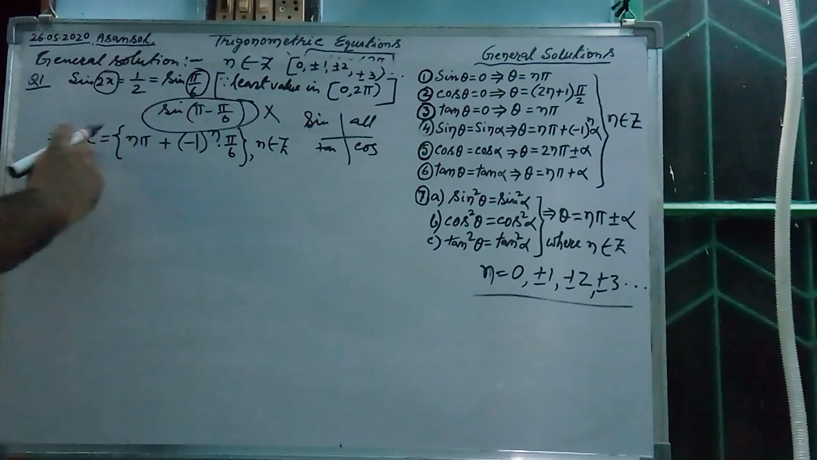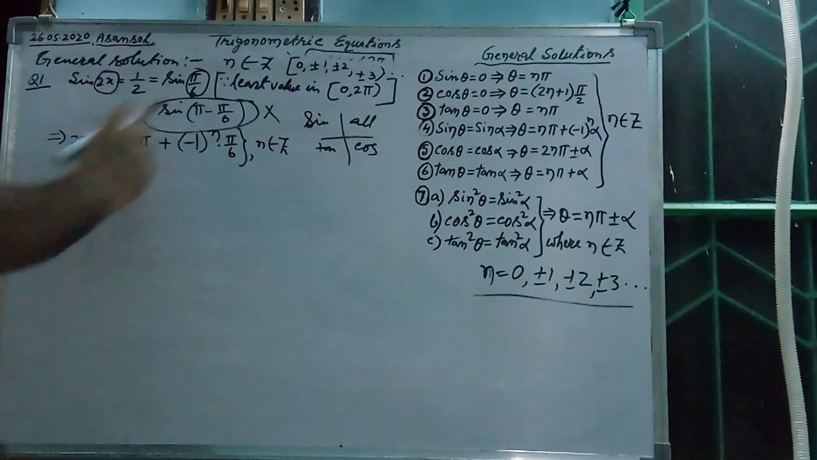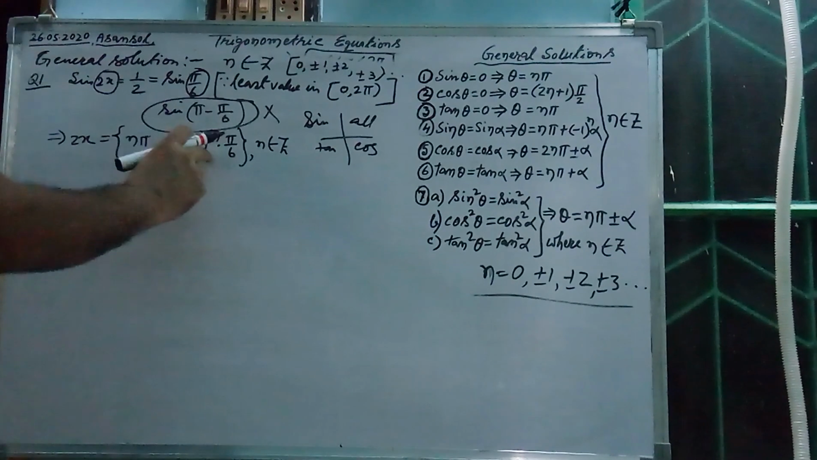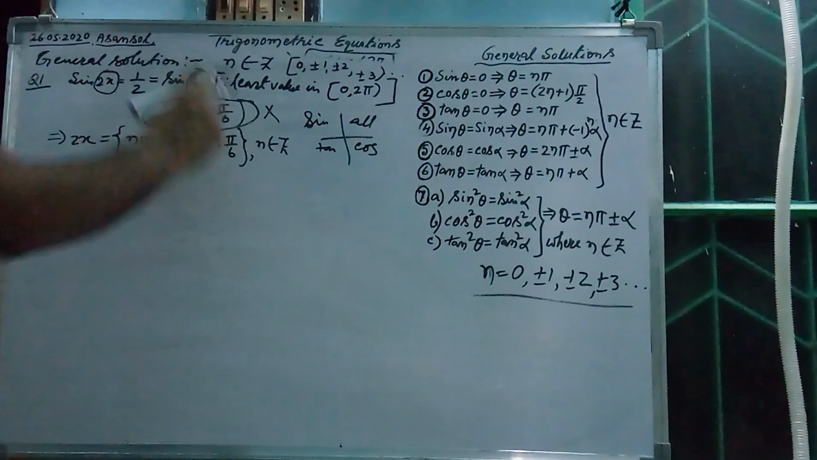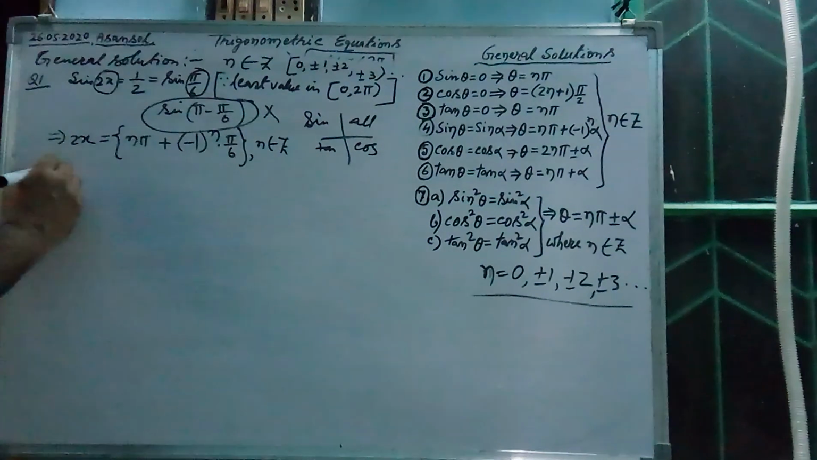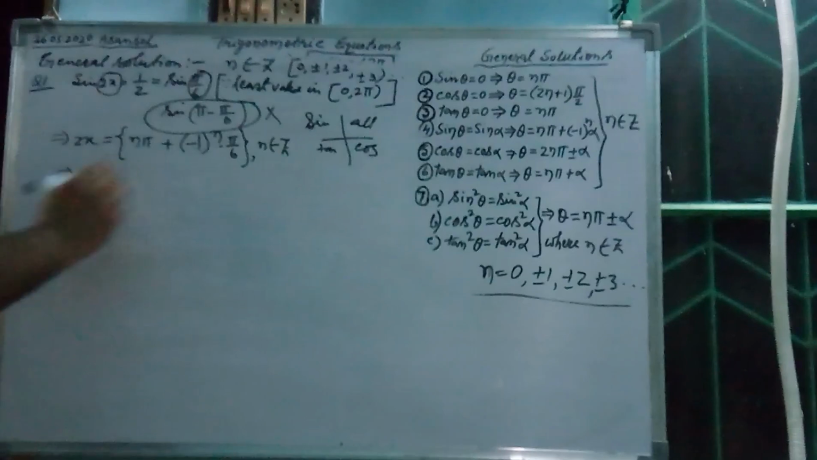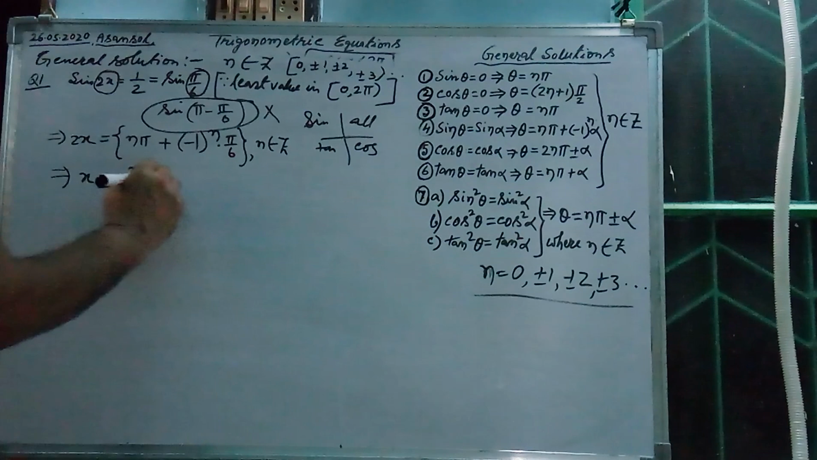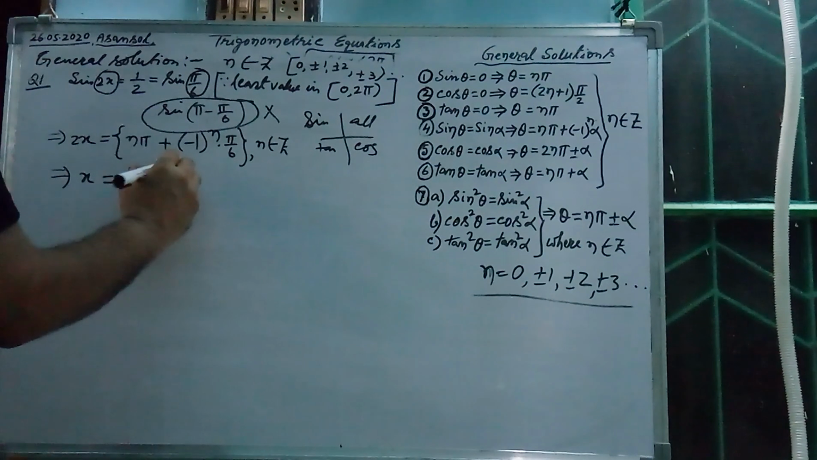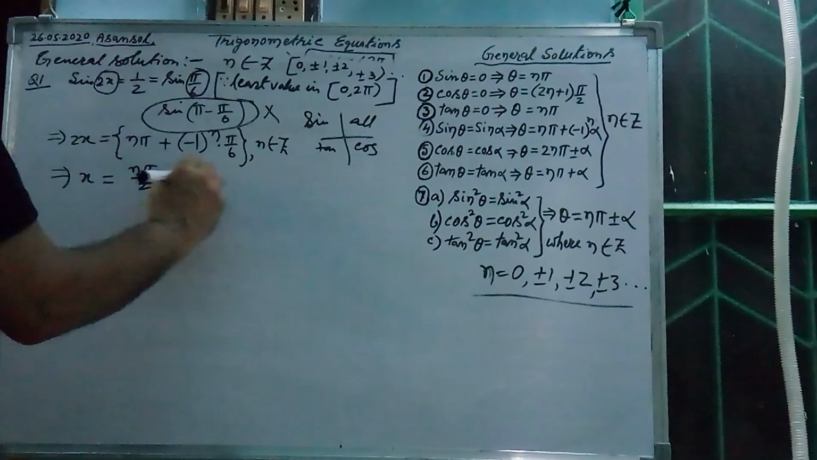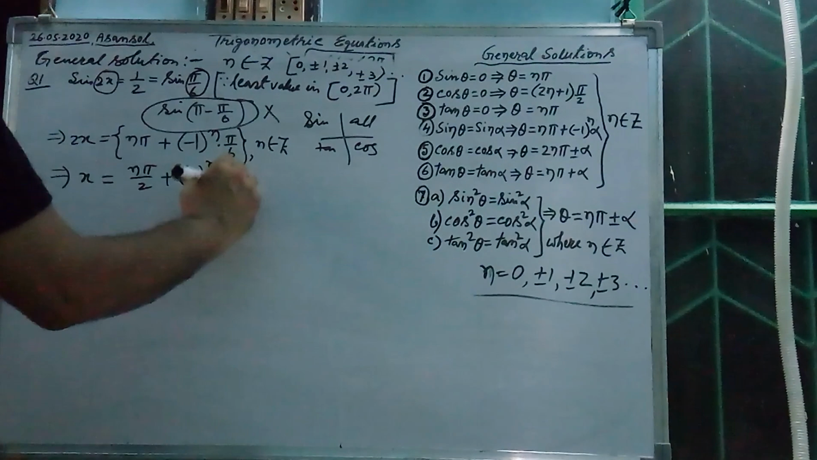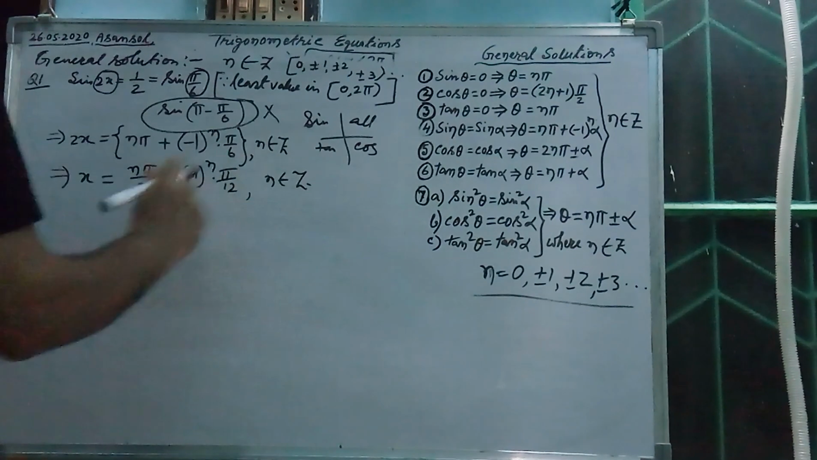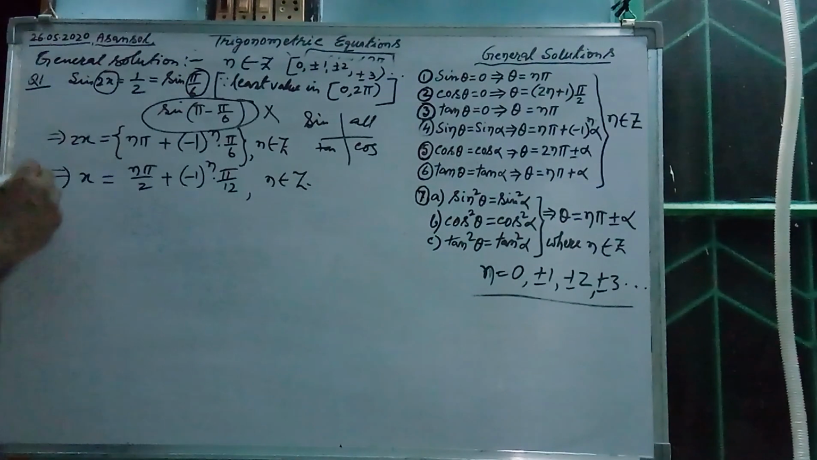So 2x is equal to n pi plus minus 1 to the power n into alpha. In place of alpha there is pi by 6, which implies x is equal to n pi by 2 plus minus 1 to the power n into pi by 12, where n belongs to Z. This is the general solution.